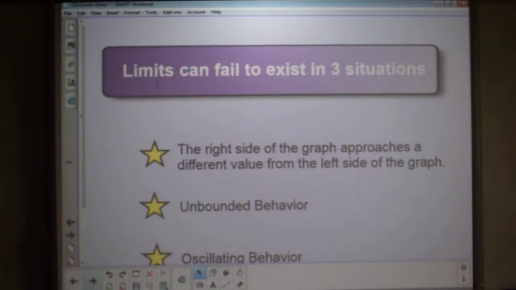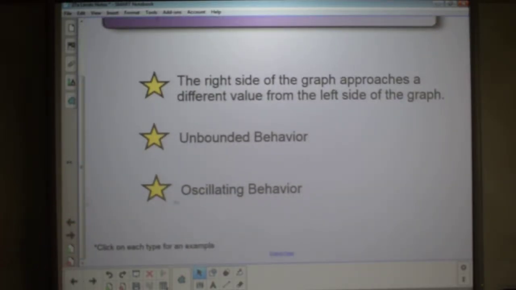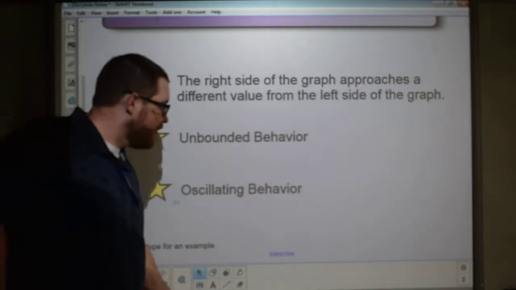Limits can fail to exist in 3 situations. The first we just talked about. The right side of the graph approaches a different value than the left side of the graph. Unbounded behavior.